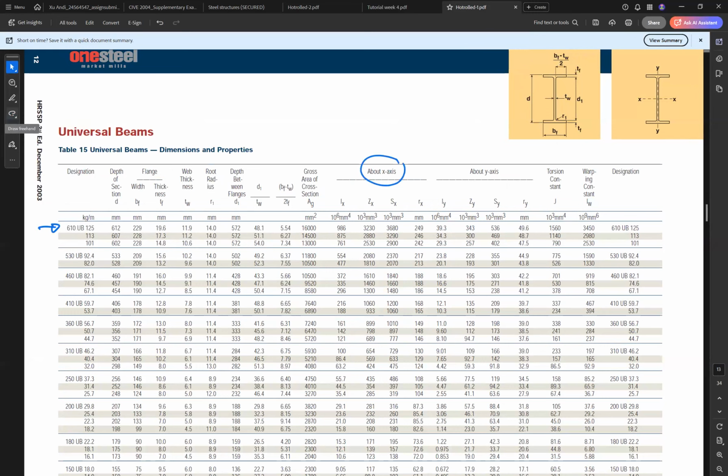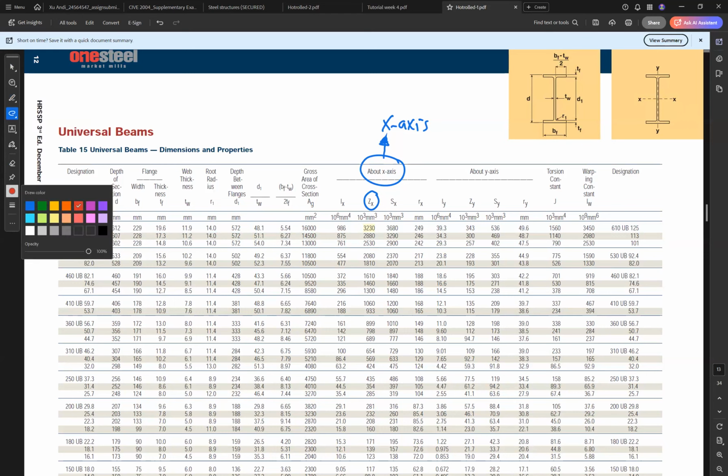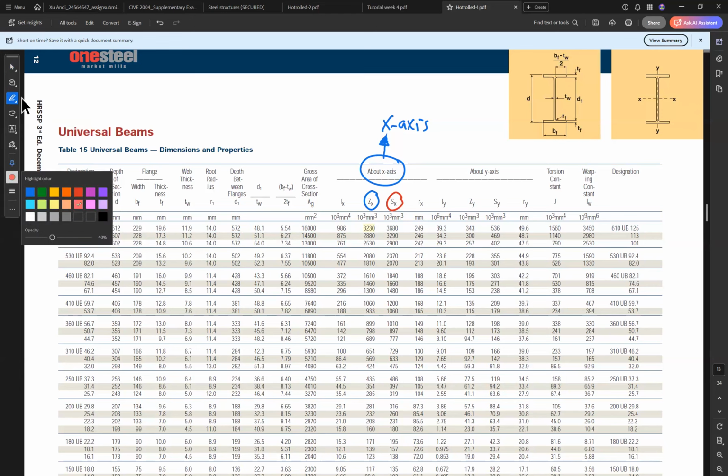We have properties about X, sorry. So we have ZX. For this section, how much is ZX, for example? This value. And if you look beside it, what do you have? SX. So this is the S that we mentioned in the formula.